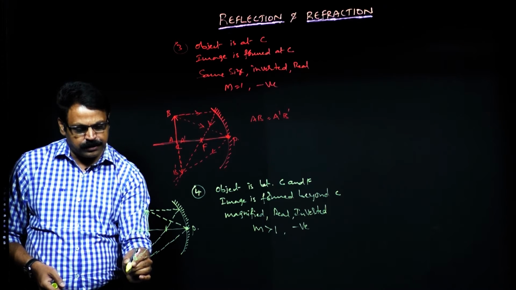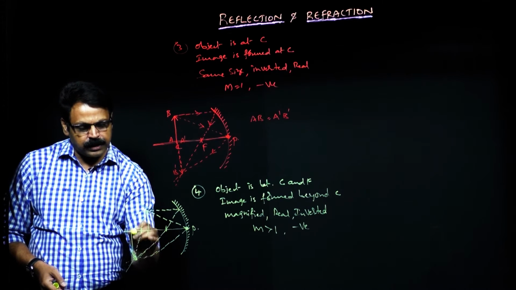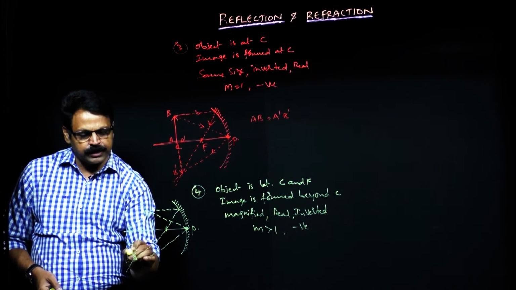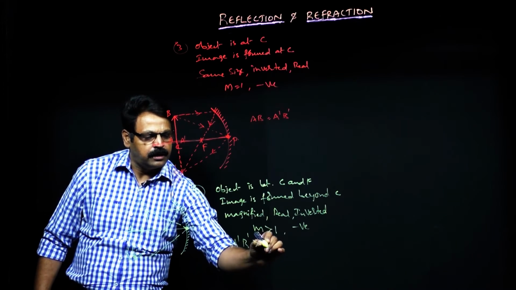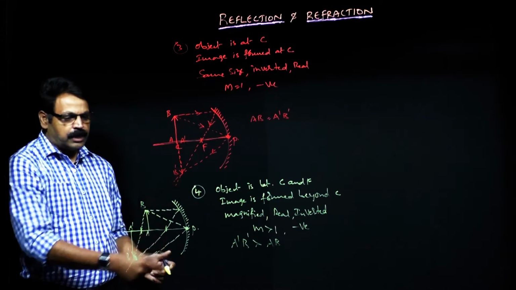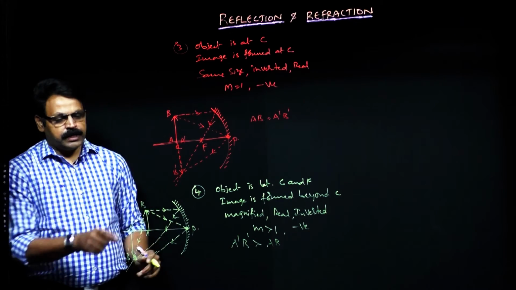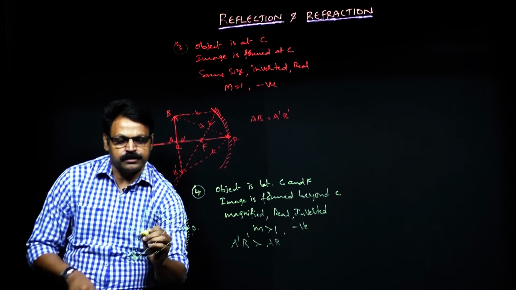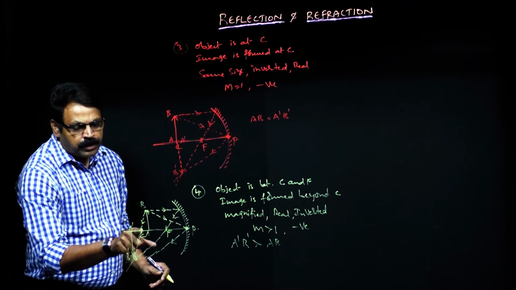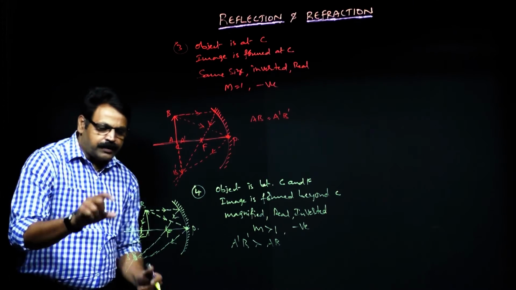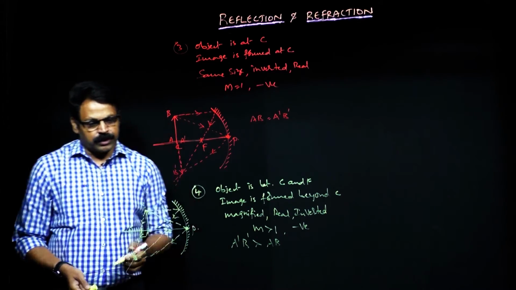So this is also meeting somewhere here. Therefore the image is coming out to be this, that is A dash B dash. So here A dash B dash is greater than AB. So this is how the image formation takes place in case of object between C and F. This is C, this is F, this is P. Between C and F, you are getting the image beyond C and it is magnified. The size of this is going to be more than the size of this. So this is how you can write.